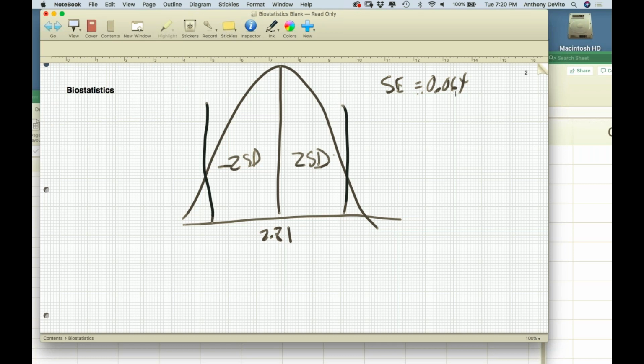So if I add 2 times 0.064, or about 0.13, to 2.81, that would be 2.94, and I subtract approximately the same thing from that, that would be 2.68. So for 95% of the samples of size 25, the mean would be between 2.68 and 2.94.